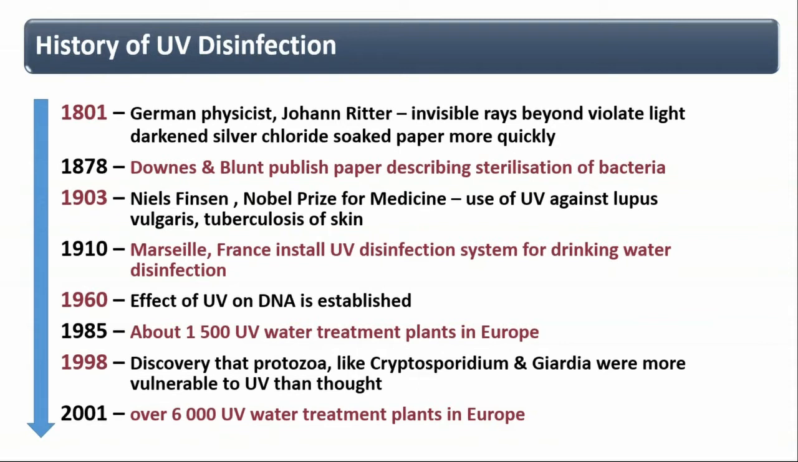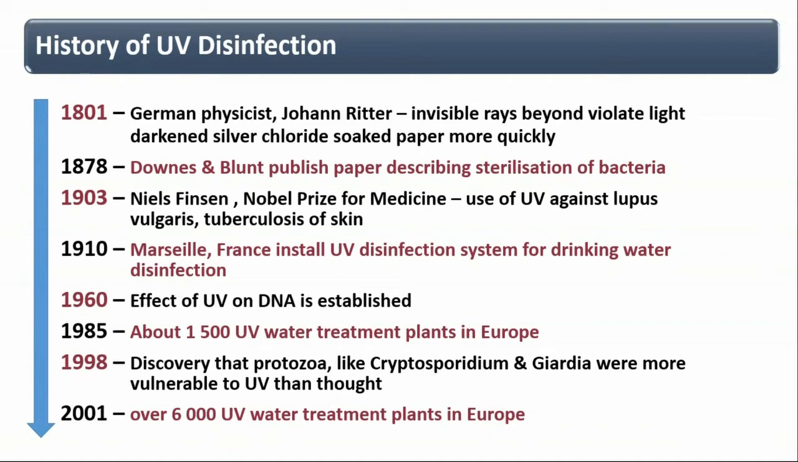And in water treatment, Marseille in France actually started installing UV disinfection systems in 1910 already for their drinking water, and this was quite common in France as well as in Belgium and also in the Netherlands for quite a long time. It was only in about 1960 that the effect of UV on DNA was established, and we'll get into a little bit more detail as to how that works. By 1985, there were about 1,500 water treatment plants in Europe making use of ultraviolet light.